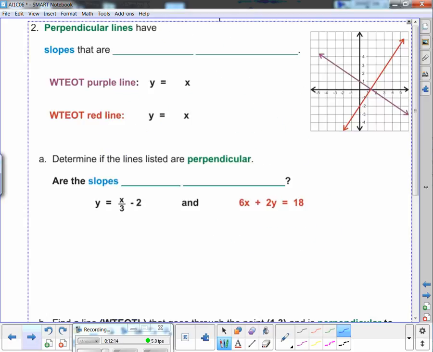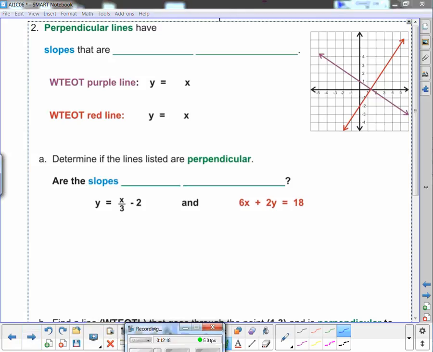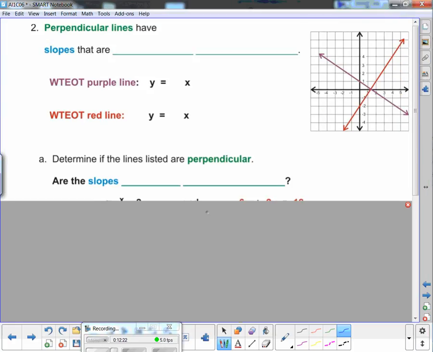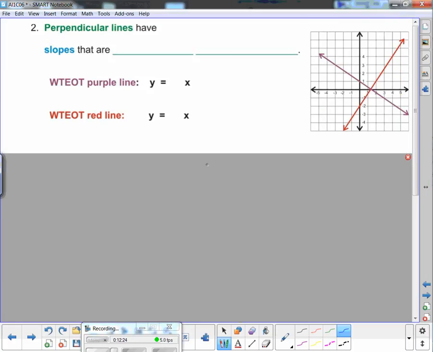Okay, well, when you think about parallel, then you also have to think about perpendicular. All right, perpendicular. So let's do some perpendicular lines. All right, so let's do what we did before. Let's first figure out the equation of the purple line.